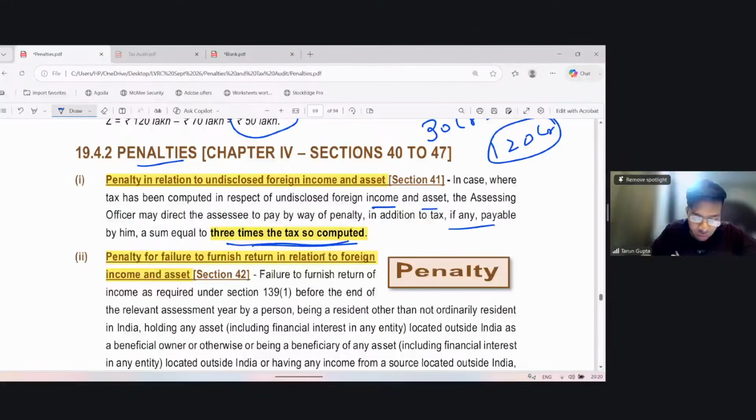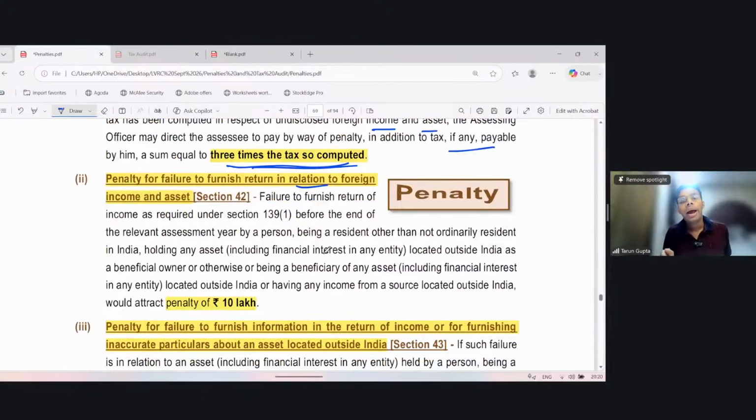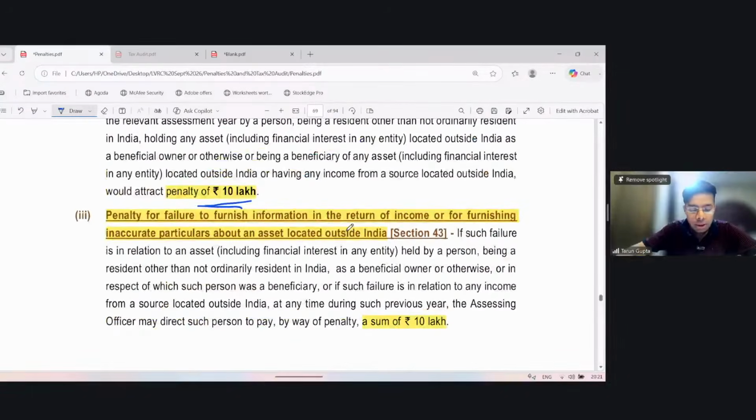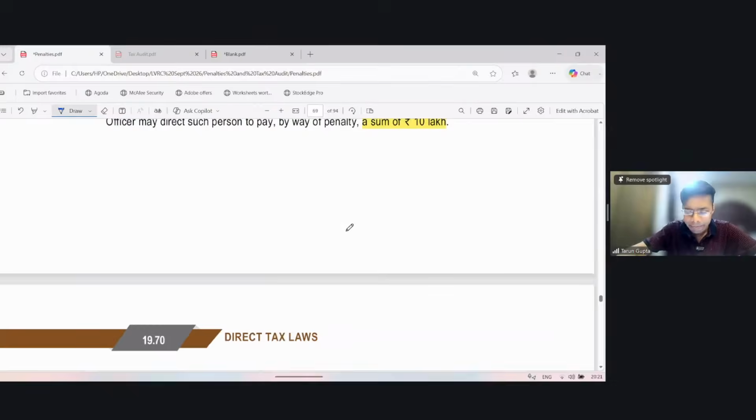Now, penalty for failure to furnish return in relation to foreign income and asset. If the assessee failed to furnish the return of income, or furnished the return of income but did not disclose the foreign income or the asset, then there's a penalty of 10 lakh rupees for failure to disclose. If you have some asset outside India and you fail to disclose, then the penalty is 10 lakh rupees for each year. See the amount of the penalty, right? So 42 says if you fail to furnish the return, 43 says you furnish the return, but you have not disclosed the foreign income or the asset.